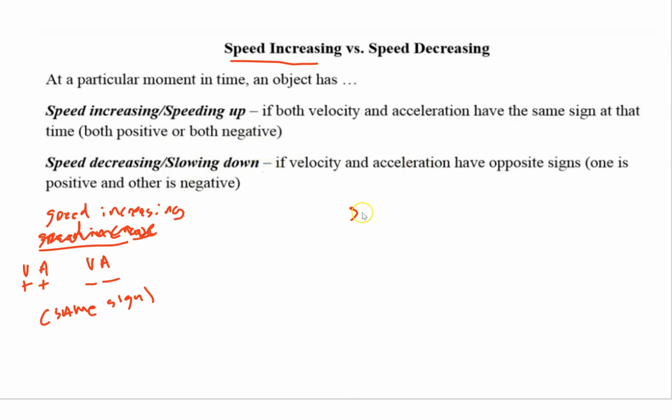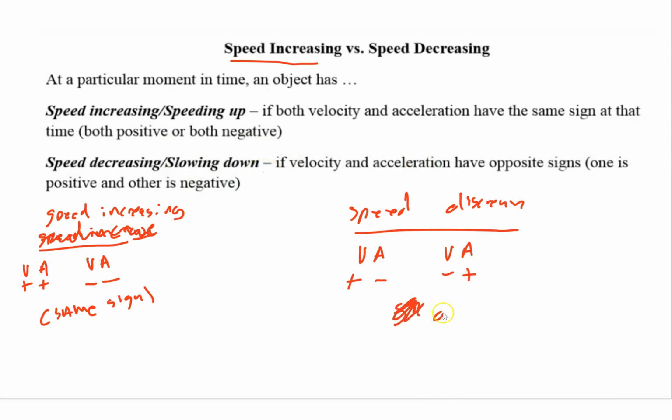Likewise, if you want speed to slow down, speed decreasing, they have to be working against each other. Velocity wants to go right, acceleration wants to go left, or vice versa. This is when speed slows down. It's like putting on the brakes. You're going forward, like 13 miles per hour, and hitting the brakes pulls you in the opposite direction, so you slow down. So opposite signs means decreasing, and same signs means increasing.